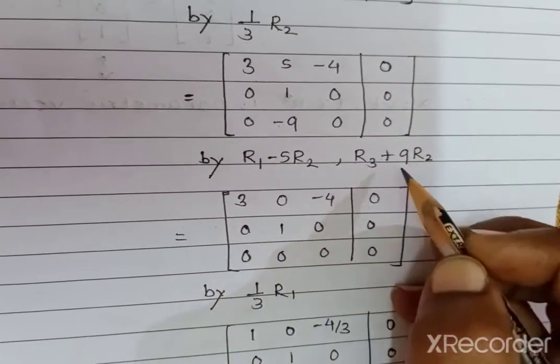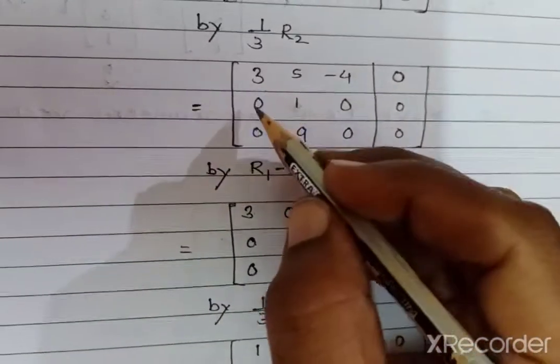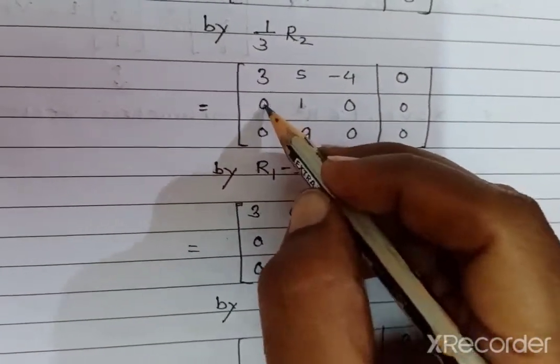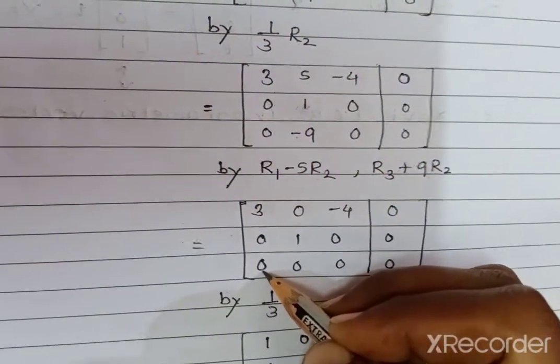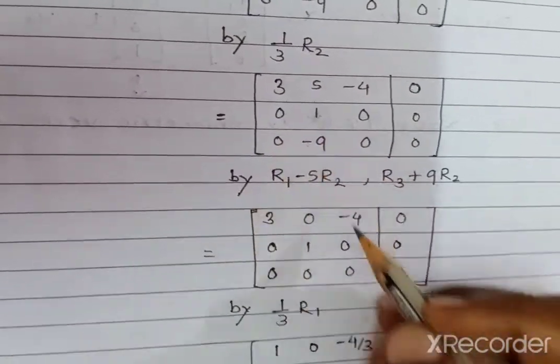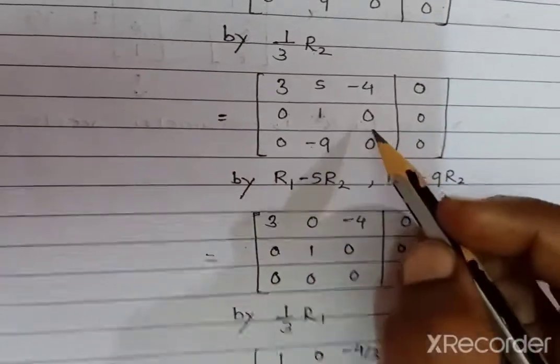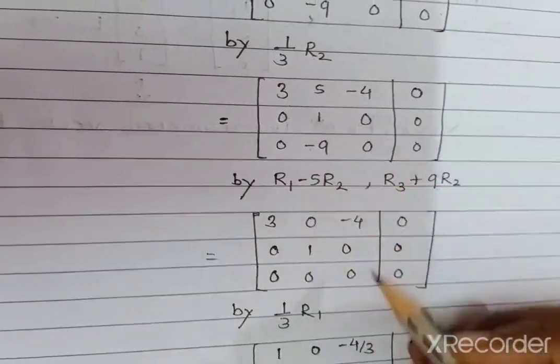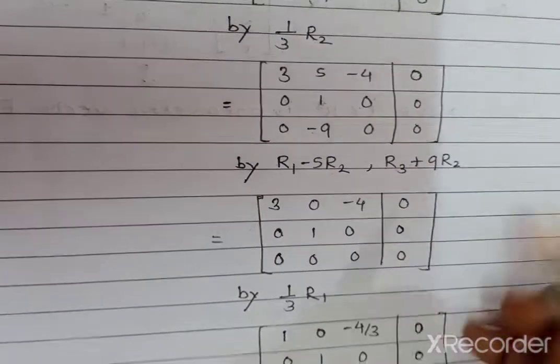Next one is R3 plus 9 into R2. So 9 into 0, 0. 0 plus 0, 0. So we write down here 0. 9 into 1, 9. 9 minus 9, 0. So 9 into 0, 0. 0 plus 0, 0, in this way.